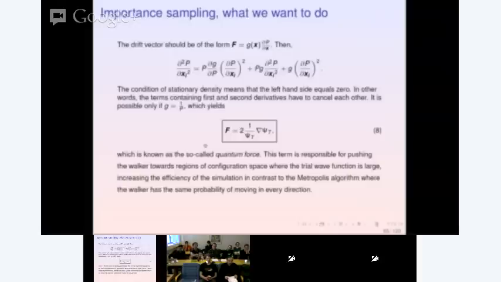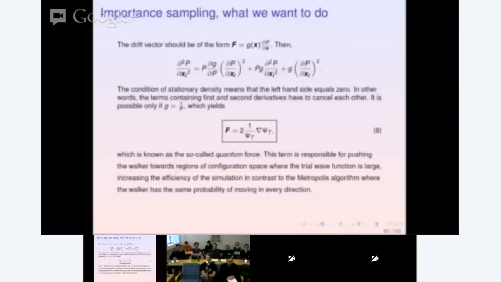And this term here is actually called the quantum force. That has a specific name here. In fluid mechanics, this is normally called a drift force. Now, you can think of this term as something which is responsible for pushing the walker towards regions of configuration space where the trial function is large.